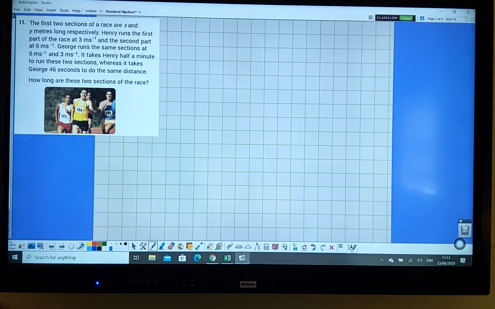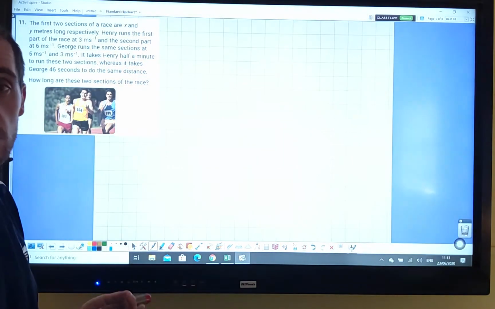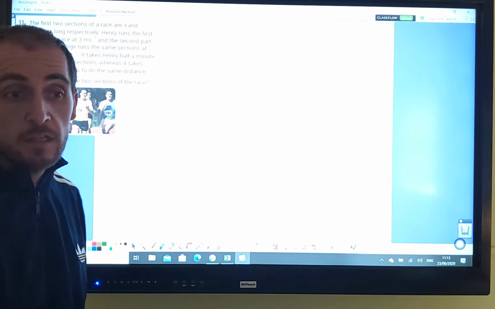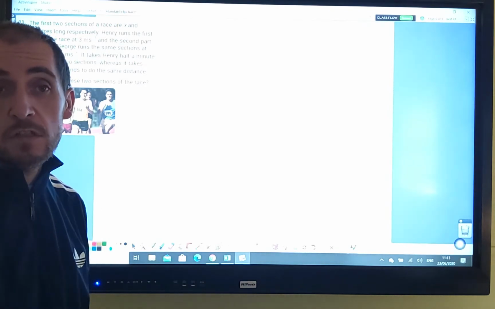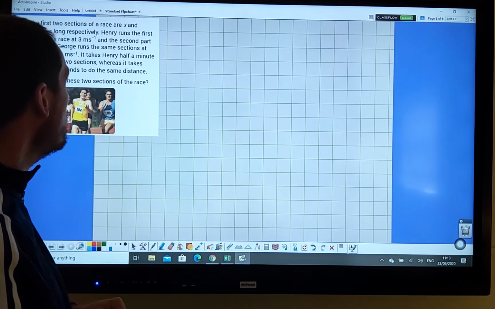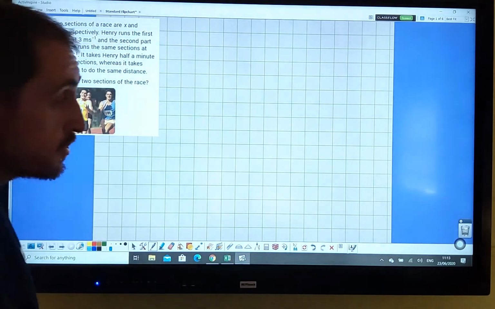So say if I said to you, x was 30 meters. You'd know George was running 3 meters per second. So how long did it take him? You do 30 divided by 3, because that's how we get time, okay? Now, and then you do the same for the second part. So the way to create your equation is as follows.